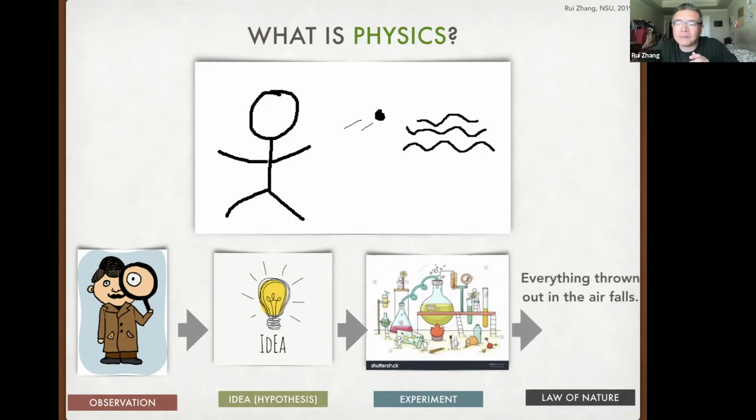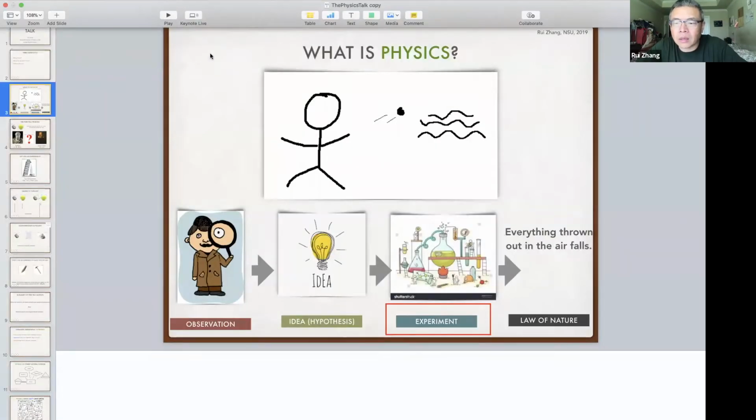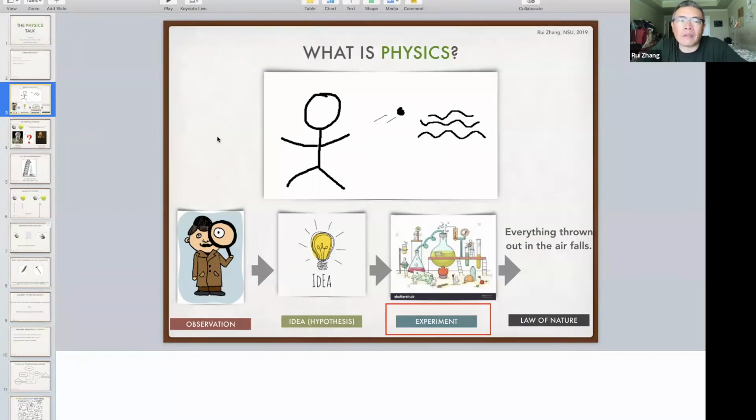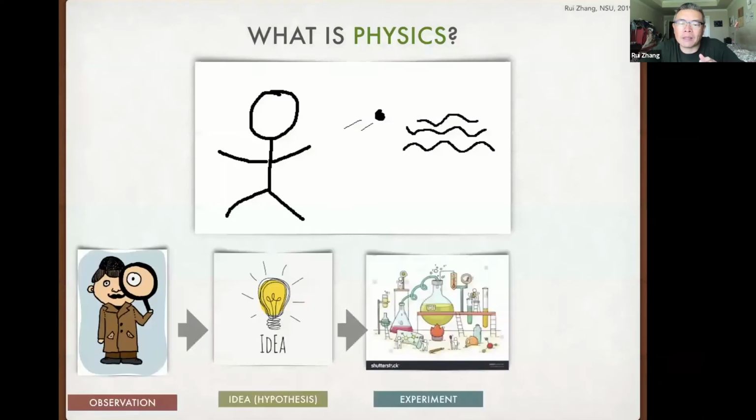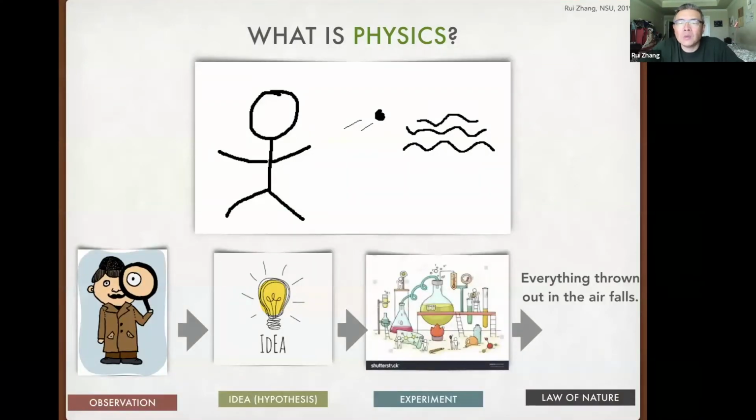After all that, we could come up with something we call a law of nature. In this case, it's simply that everything thrown in the air will come back to the ground. Okay, let me see this. Yeah, everything thrown in the air falls, right? And so these are basically the 4 critical steps that we take when we're doing physics.